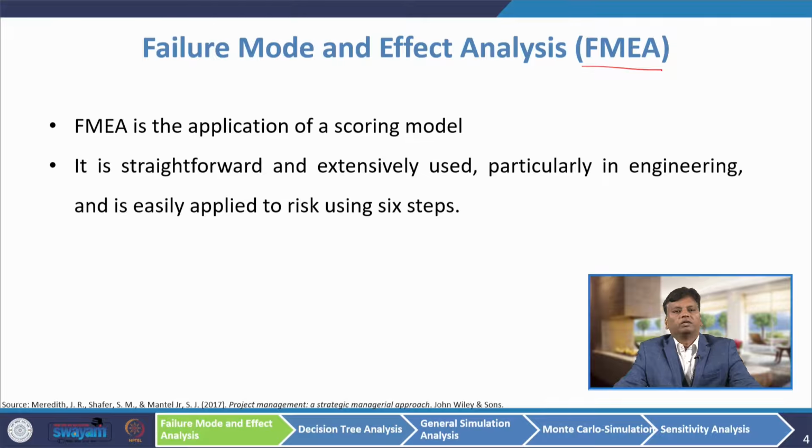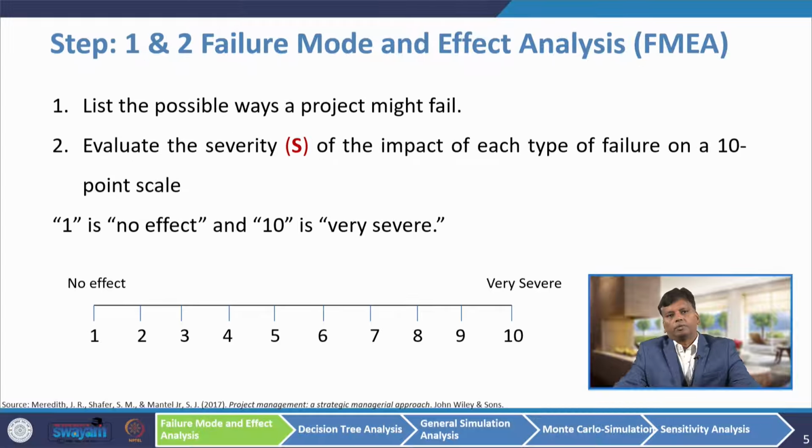In failure mode and effect analysis, there are 6 steps that we will discuss. The first step is to list the possible ways a project might fail. If you take a project like Chandrayaan 2, they might have discussed the possible ways that project could fail. Or if you are developing a new product, before launching it you have to look at all possibilities of failure of that project. That is step 1.